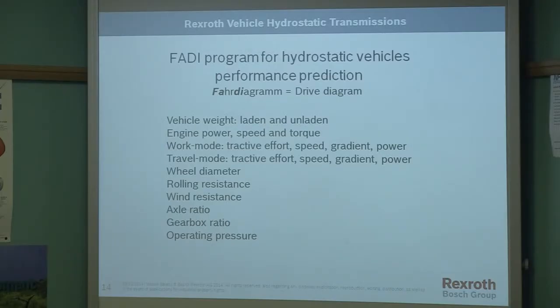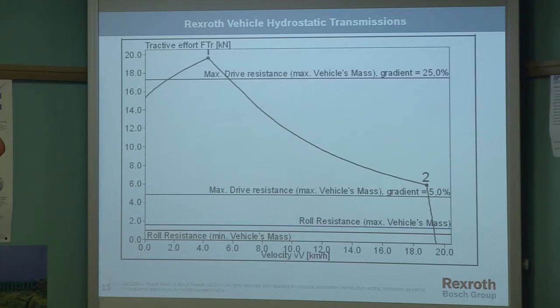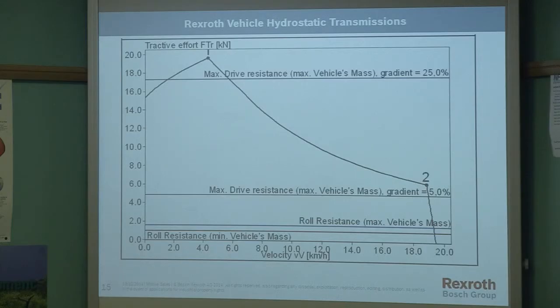So if we look at some output from FARDI diagram, and this is a very, very simple graph. I've just used something very simple so you can see the fundamentals or the essence of what it does. So here is the tractive effort. This is basically the pulling force of the vehicle plotted against the velocity here. And this is quite a simple system. It's a single pump with two fixed displacement motors.